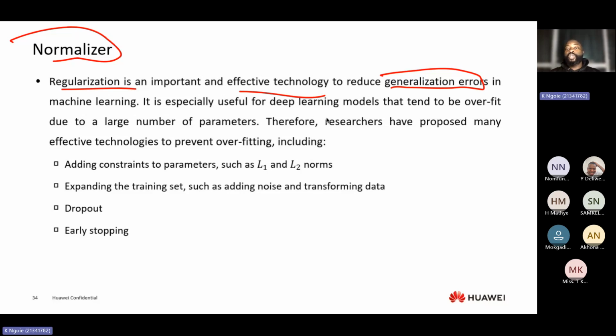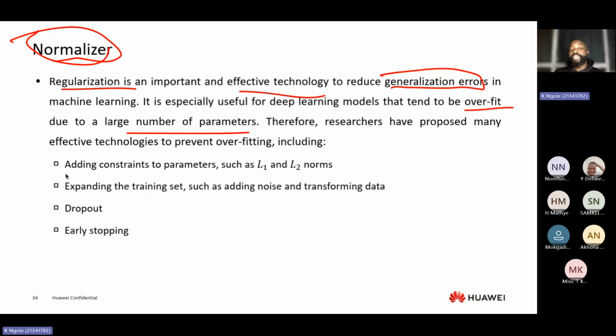Okay, so because of this issue of generalization, we end up having an overfitting problem due to the large number of parameters. To avoid that, we need to come up with normalizers. And what are normalizers? Normalizers are just methods that will help us avoid that. So we have a few methods.